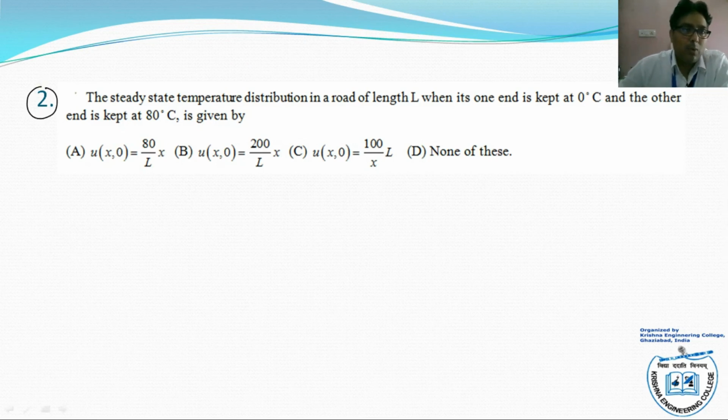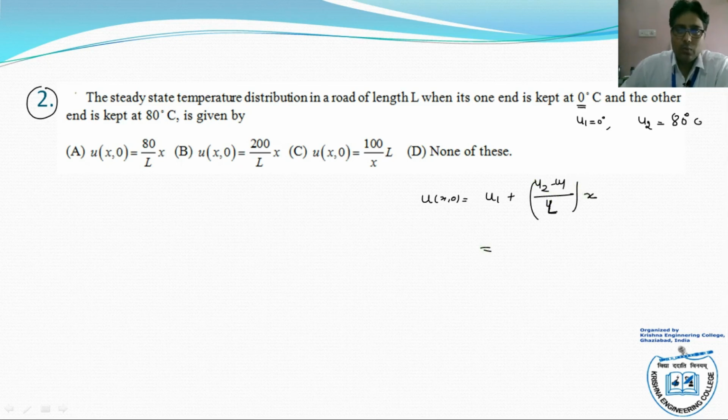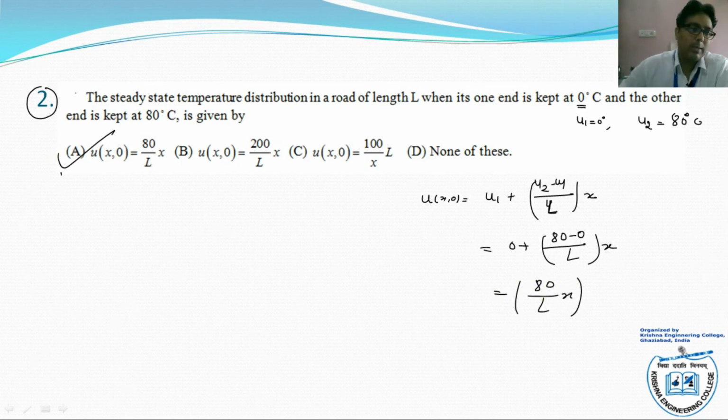This is the problem of steady state condition. So the ends are kept at, that means u1 is equal to 0 and u2 is equal to 80 degree. So u(x, 0) is equal to u1 plus (u2 minus u1) upon length, length is L, into x. So u1 is equal to 0 plus (u2 80 minus 0) upon L into x. So 80 upon L into x. So option A is correct here.